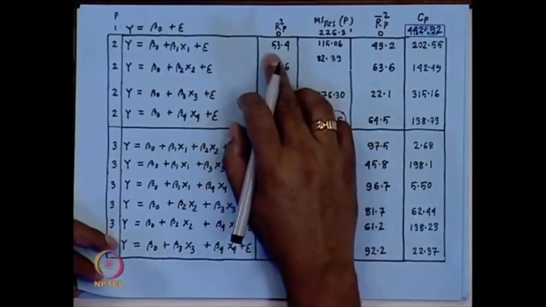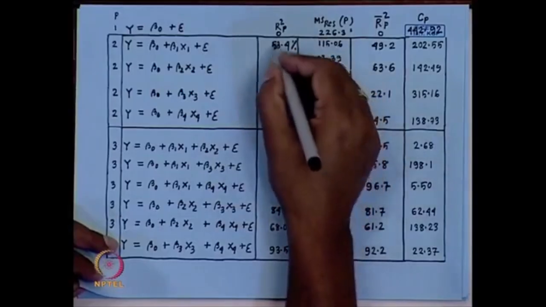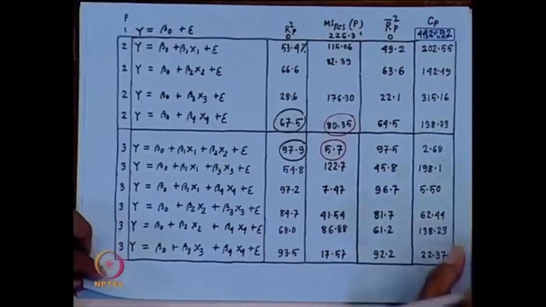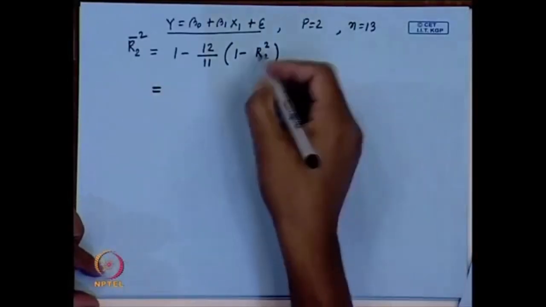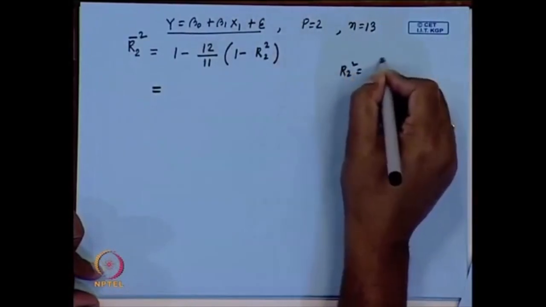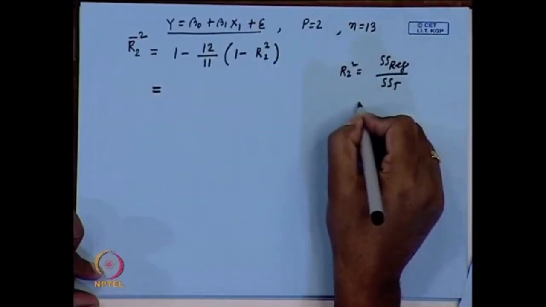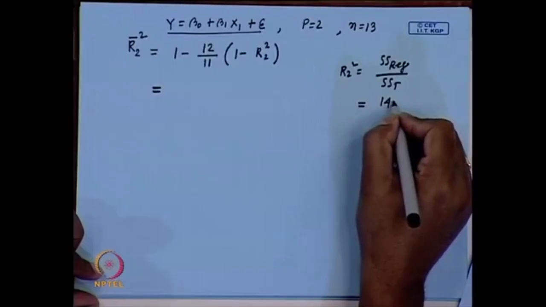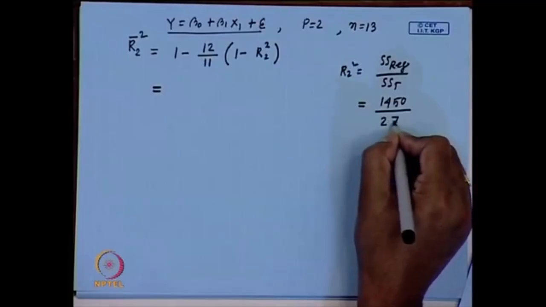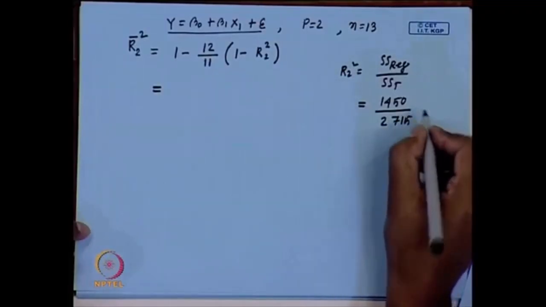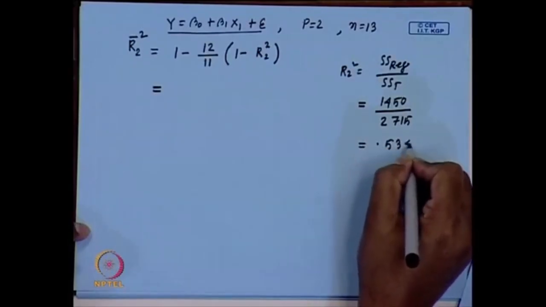The value was 53.4%. So basically this is nothing but 0.534. R squared is nothing but SS regression by SS total, which is equal to 1450 by 2715. Please refer to my previous class. So this one is equal to 0.534.